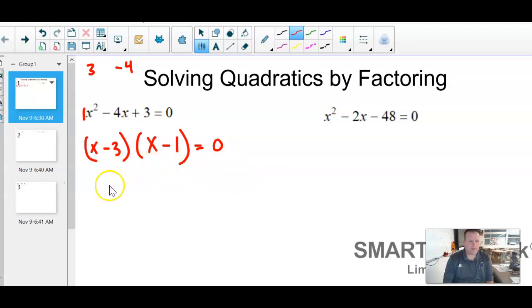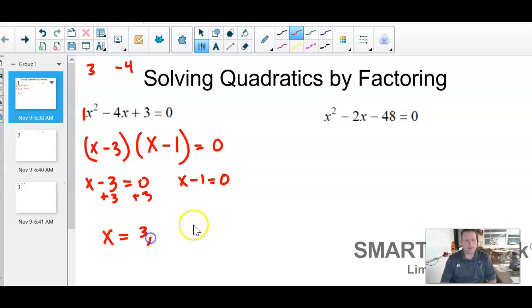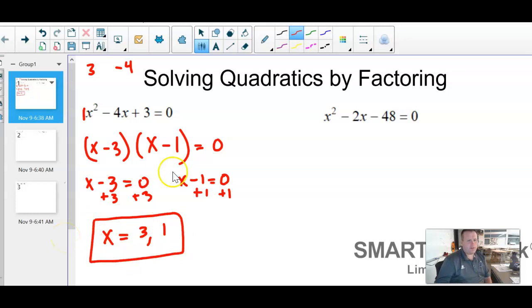Once I've got it to this form, I can just say, okay, x minus 3 is equal to 0, or x minus 1 is equal to 0, which means I'd have x equal to 3 and x equal to 1, because I'd add the 1, and that would give me 1. So those would be my two solutions. If you want to check them, you could plug 3 in, and it's going to give you 0 there. So we're combining our zero product property with our factoring rule, and that's how we go about solving these things.